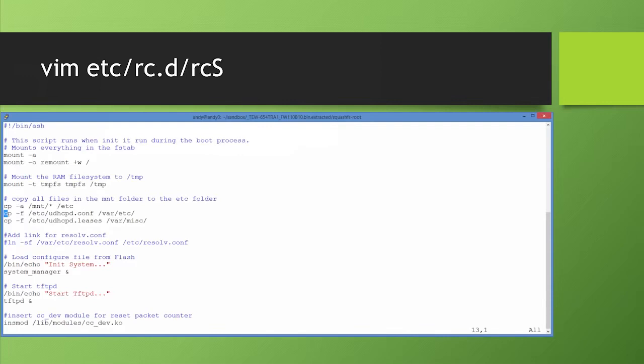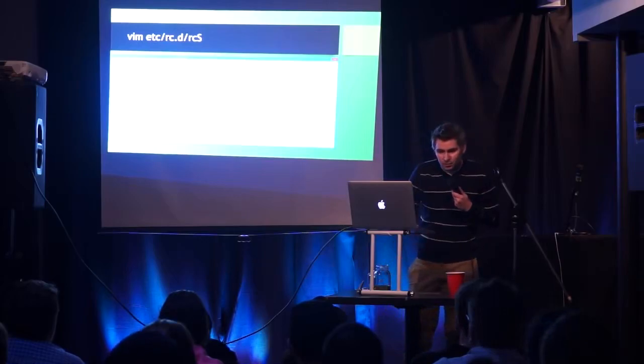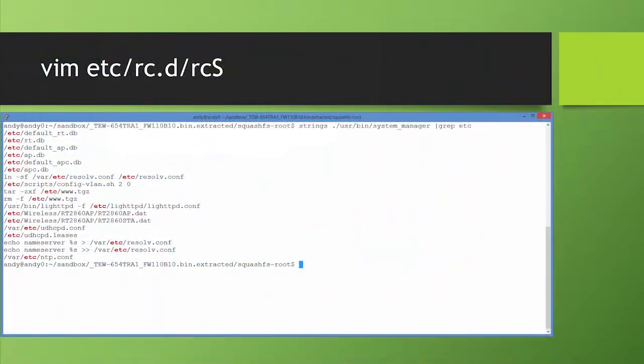And then we see here cp -a, mount, /etc. So that means we've got a RAM file system. Take everything and copy it into the etc directory. We'll ignore all of this garbage, and then we'll come down here. There's two binaries that launch when this router starts up. One is System Manager, and the other one is TFTPD. Right? Okay, TFTPD is running.